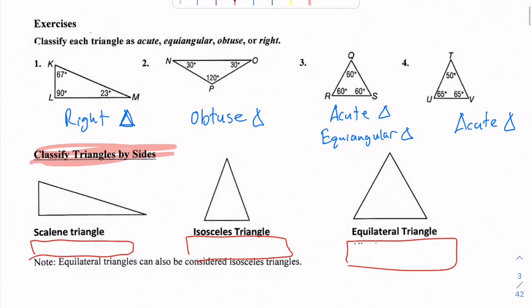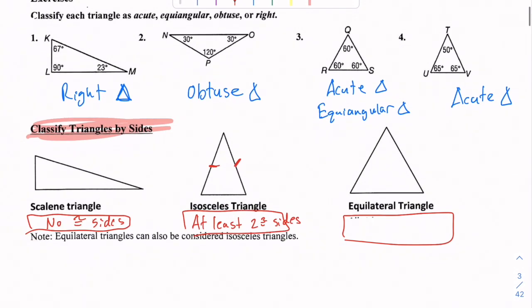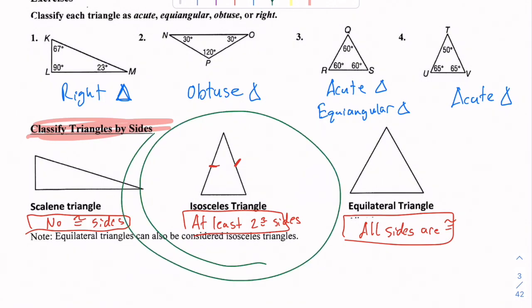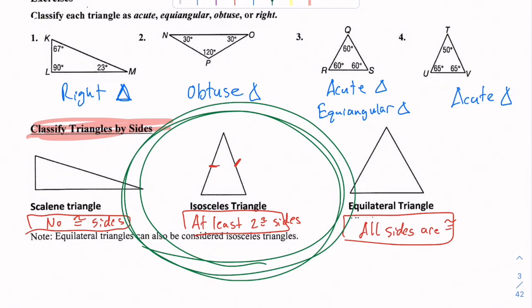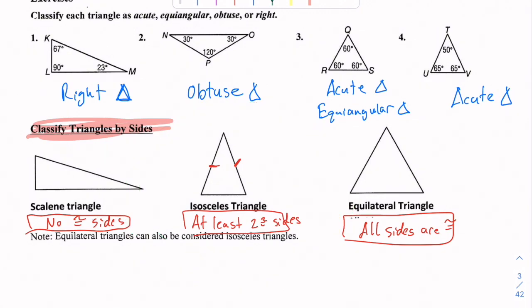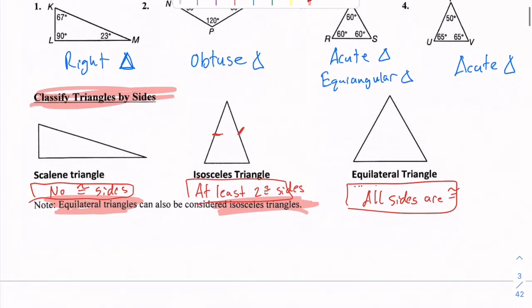So for scalene, that means there are no congruent sides. For isosceles, there are at least two congruent sides. And then equilateral, all sides are congruent. Okay. So I think a lot of people in the past thought isosceles means there's exactly two congruent sides, but it's just at least two. So technically speaking, if you want to look at this statement here, equilateral triangles can also be considered isosceles. Yeah, it's just a fun fact. That's how it is.